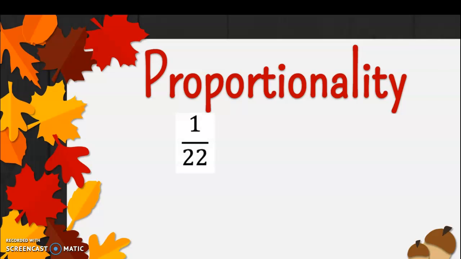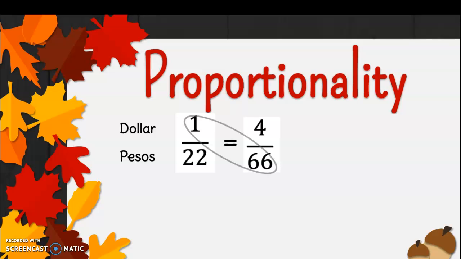Let's take a look at a different proportionality. Again, we're using the same ratio of $1 to 22 pesos, except this time we're going to exchange $4. And according to our second ratio, we will get 66 pesos. Well, let's check to see if that is true.